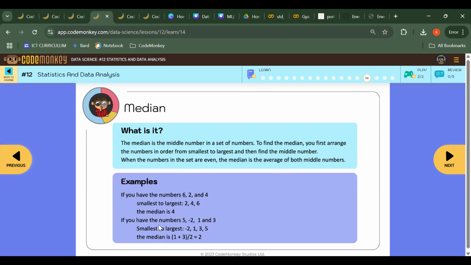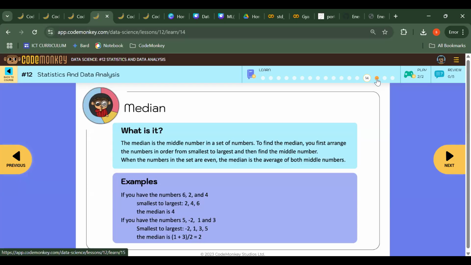If your set of numbers is even, first you have to find the average of the two middle numbers. For example, if 1 and 3 are in the middle, first we add them, then divide by 2, and we will get the median.